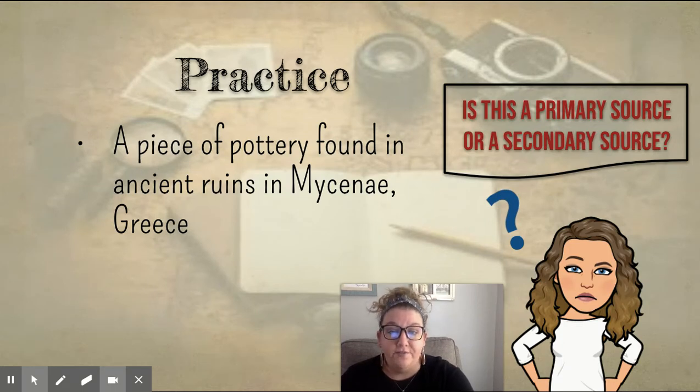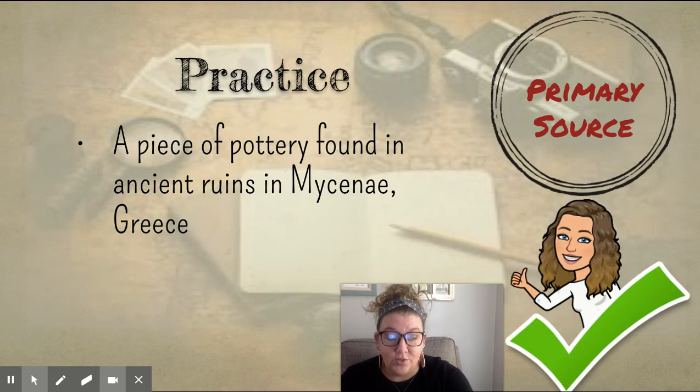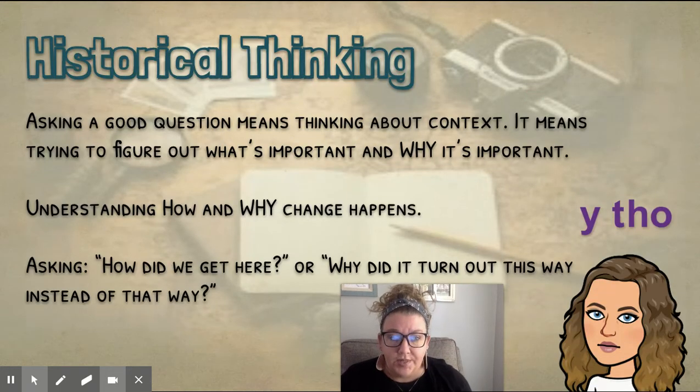A piece of pottery found in the ancient ruins of Mycenae in Greece. It is a primary source. So pottery, ruins, architecture, things like that, that we often find when we do archaeological digs and excavate areas of the ancient world, they are primary sources. So the pottery would often depict what life was like in Mycenae, what role women played, what they believed in, what clothing they wore, things like that. So that is a primary source that we often use to help us understand their culture.